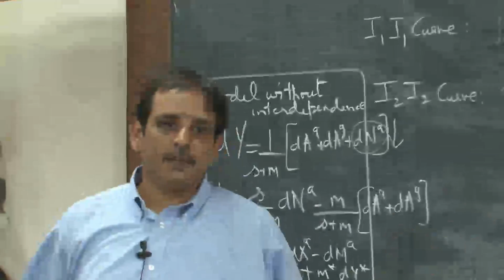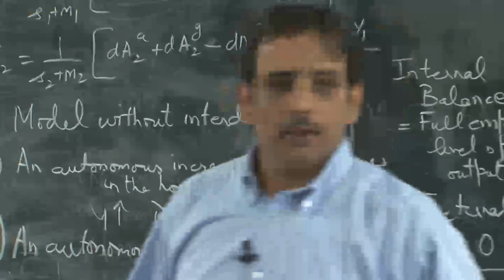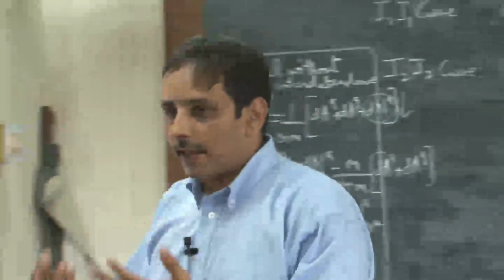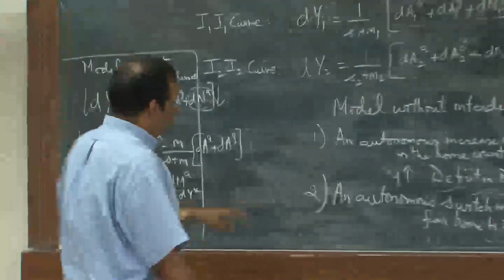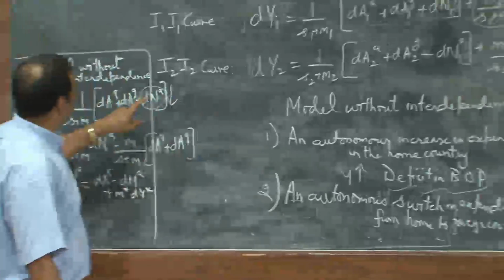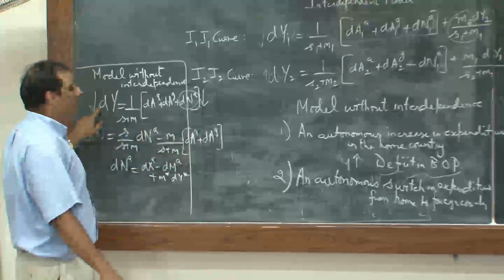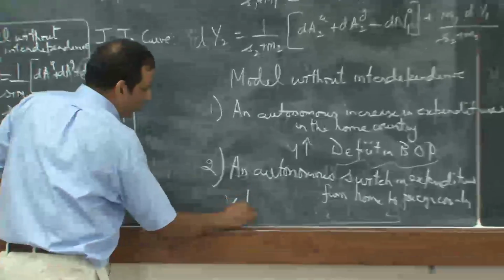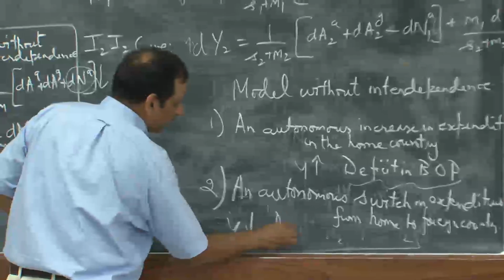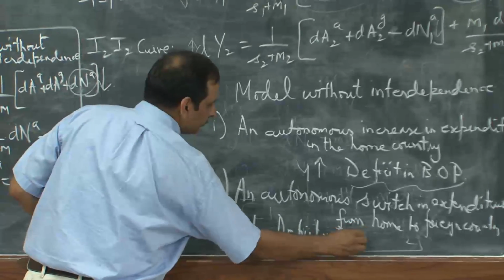Now you know what will be the impact if there is an autonomous switch in expenditures from home to foreign country. Like if an Indian starts liking goods coming from abroad, what will happen is that it will have an impact on the DNA term. This would go down, incomes would go down. So you have incomes going down and you have a deficit in the balance of payments.